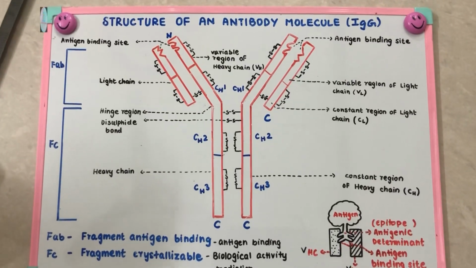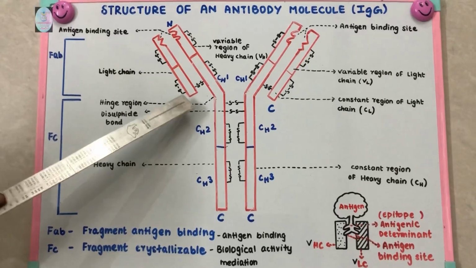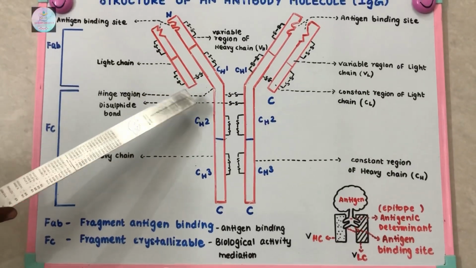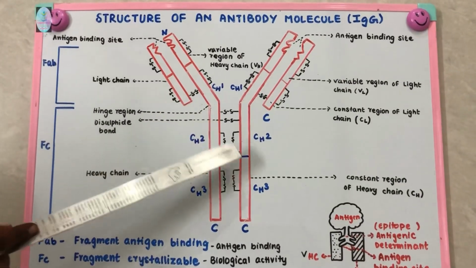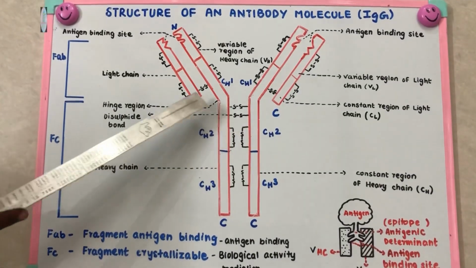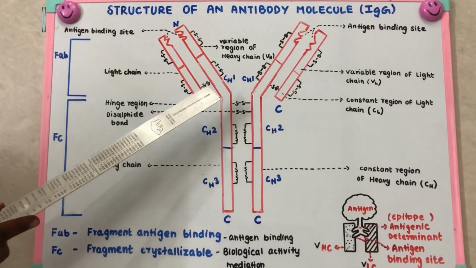An antibody is made up of 4 peptide chains. Here you can see 1, 2, 3, 4. It is classified into 2 small chains called light chains and 2 long chains called heavy chains. So it has totally 4 peptide chains, that is 2 light chains and 2 heavy chains.